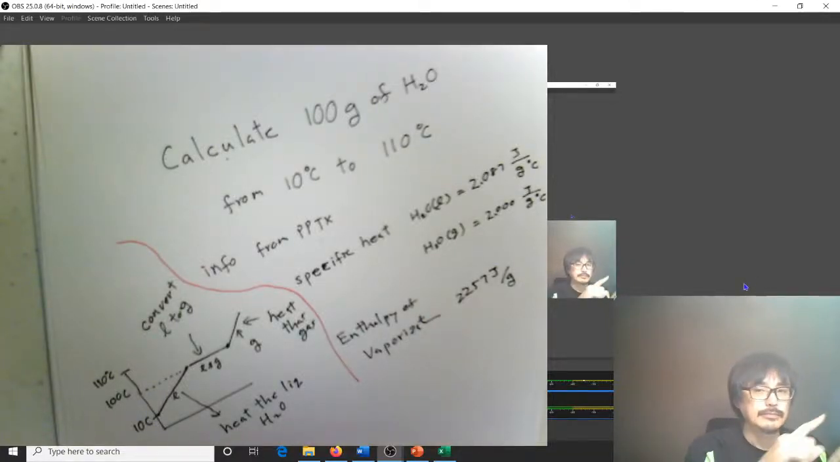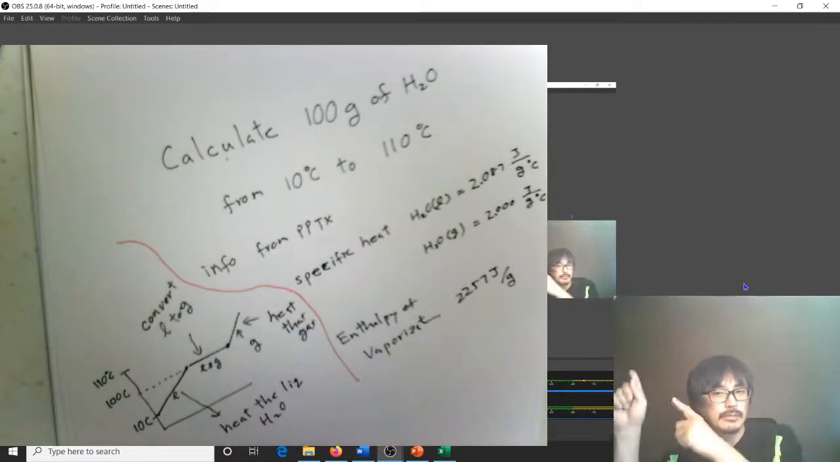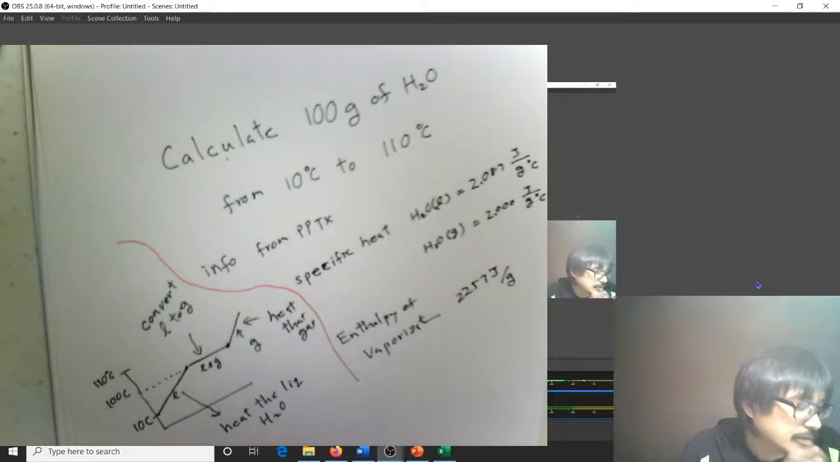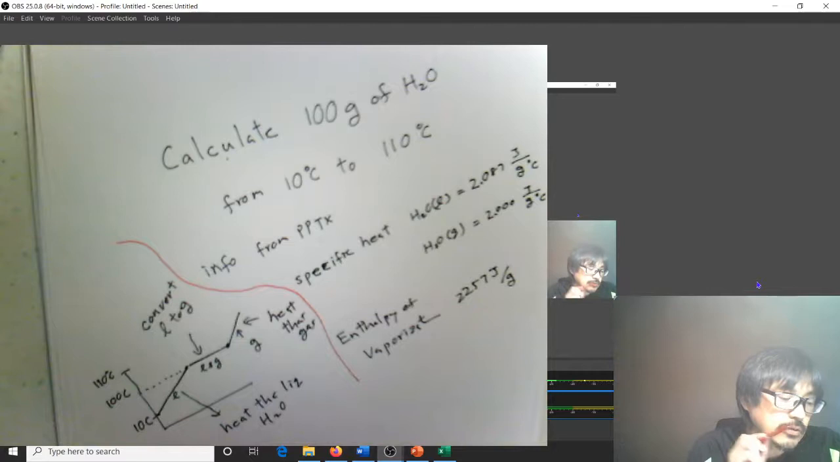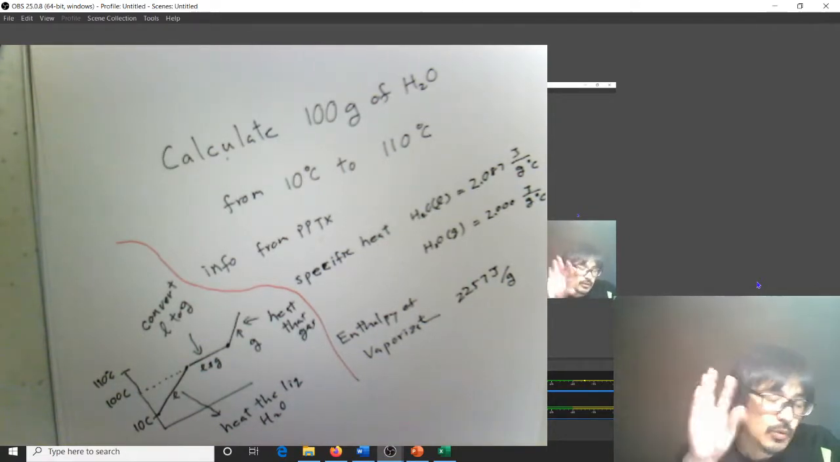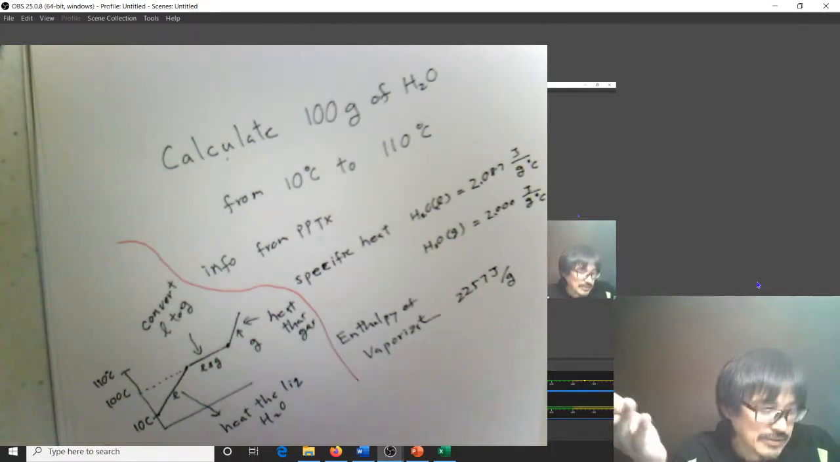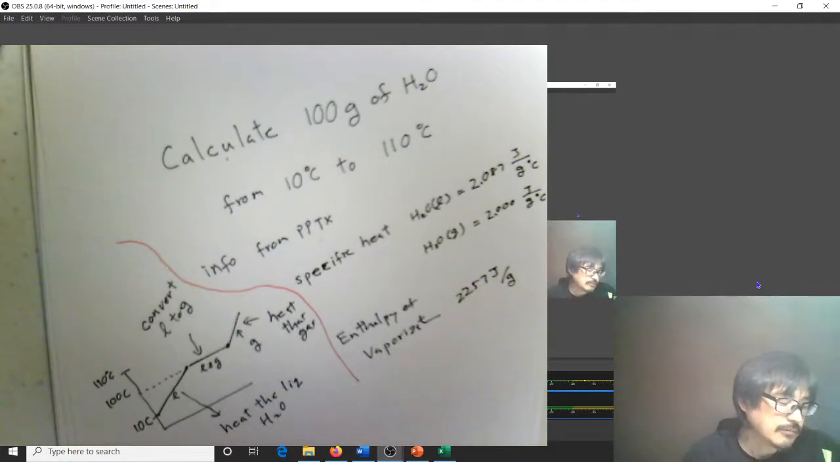Alright, so let's try to solve the problem right here. We need to calculate the energy to heat 100 gram of water from 10 degrees Celsius to 110 degrees Celsius, right? The problem asks for the required energy to go from 10 degrees Celsius water to 110 degrees Celsius water. Now we all know that at 10 degrees Celsius water is liquid, and at 110 degrees Celsius it's a gas, right? So we need quite a bit of information.